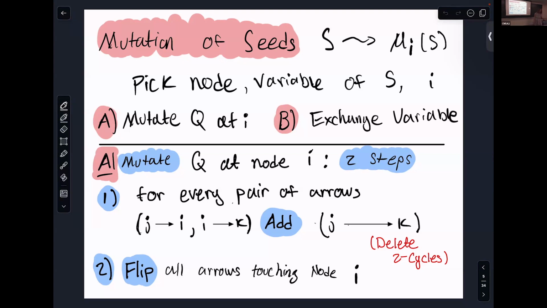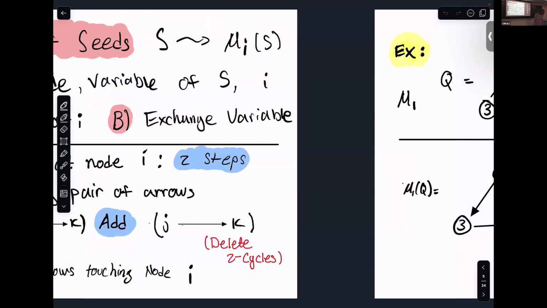Quiver mutation itself comes in two steps. We saw this before. For each pair of arrows coming into and out of our node, we add an arrow completing that cycle. And whenever we generate a two cycle by doing this, we delete it and delete the arrows in pairs. And then we flip all the arrows touching the node that we mutated at. So that's our little combinatorial rule for quiver mutation.